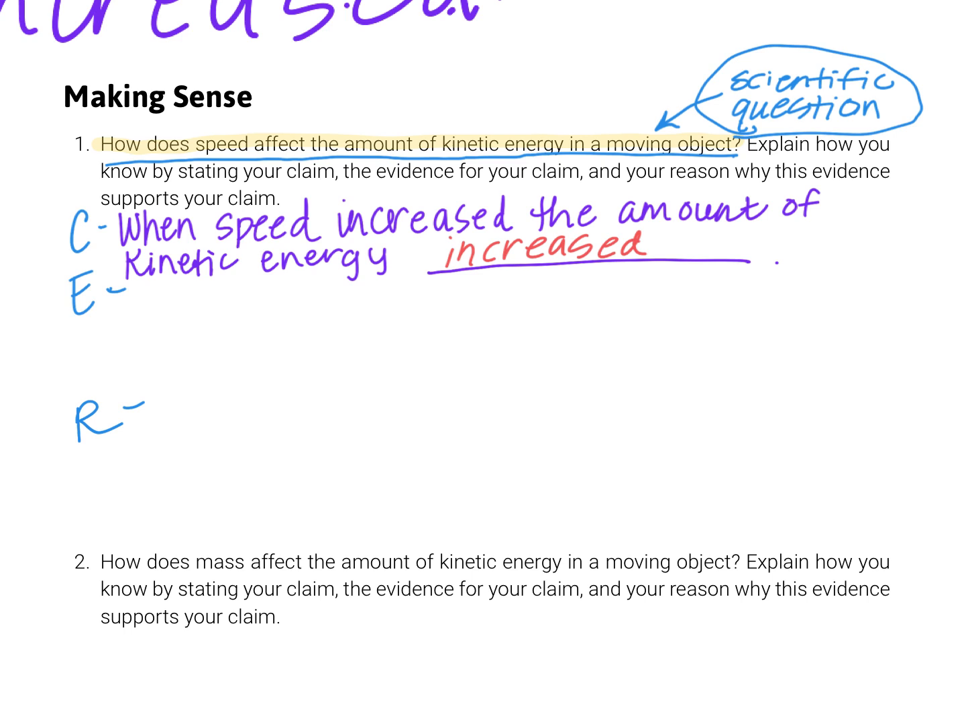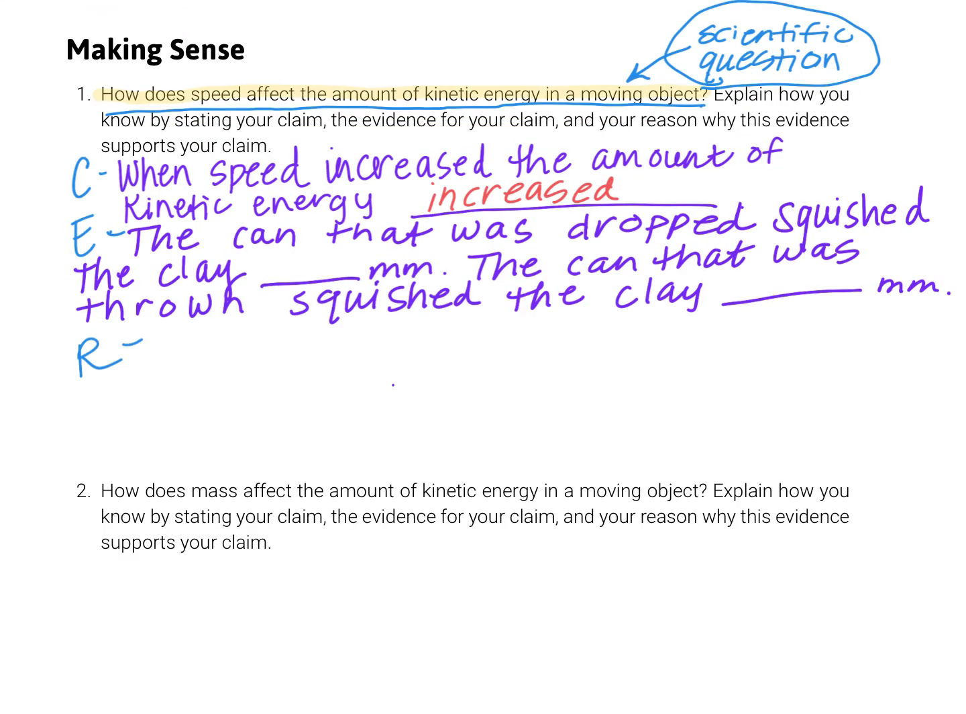Now, your job in the evidence and reasoning is to prove this claim. Tell me something that supports your claim. So you should have written the can that was dropped squished the clay blank millimeters, and the can that was thrown squished the clay blank millimeters. So I'm going to put in some data here, so the can that was dropped, say, was 7 millimeters, and the can that was thrown made it squish 17 millimeters.